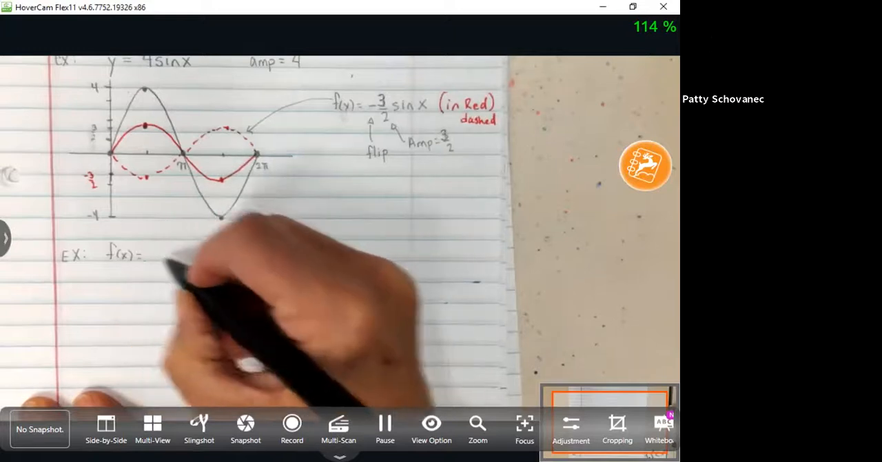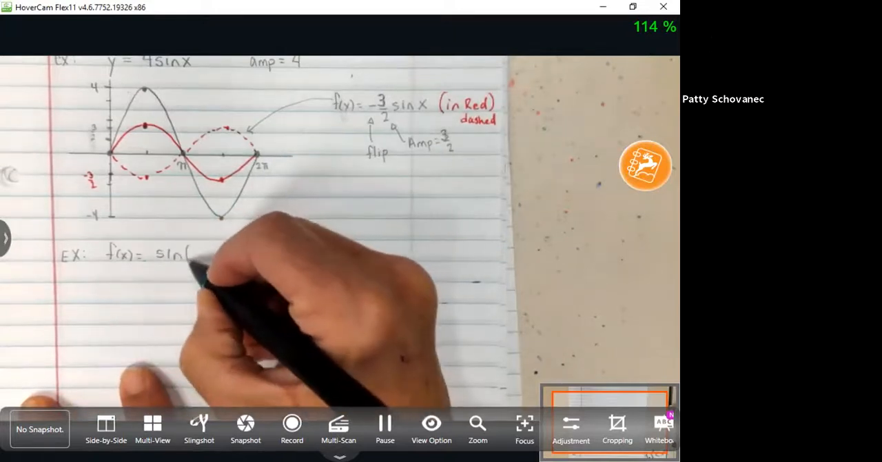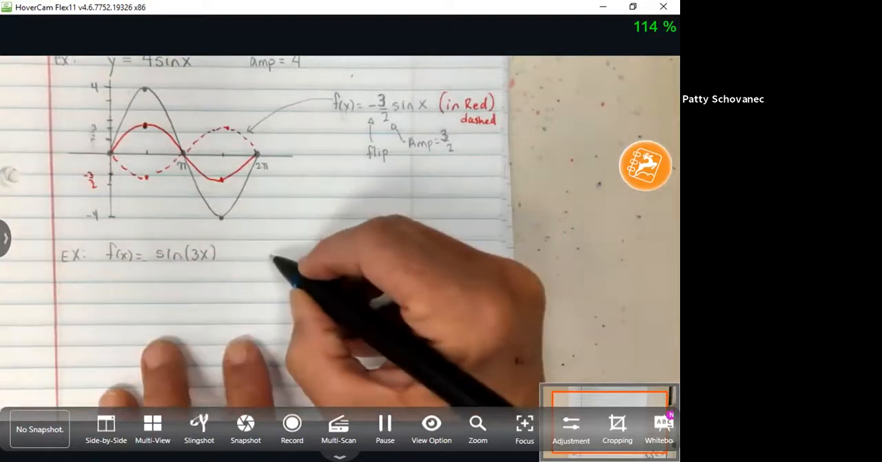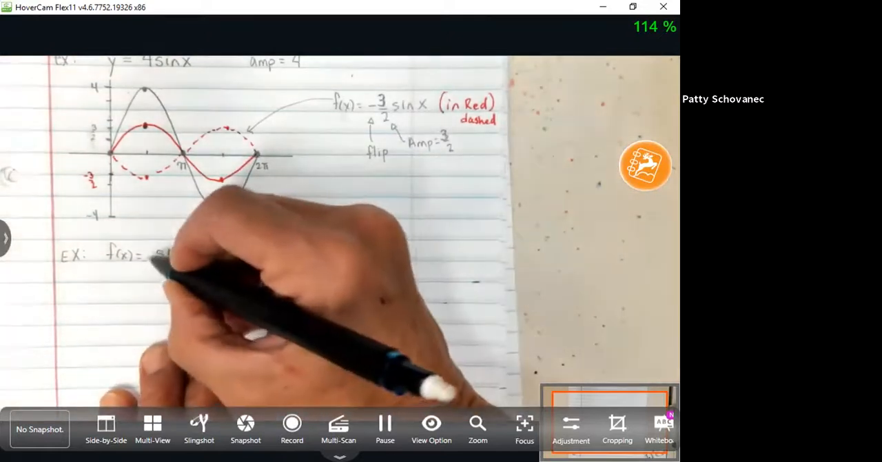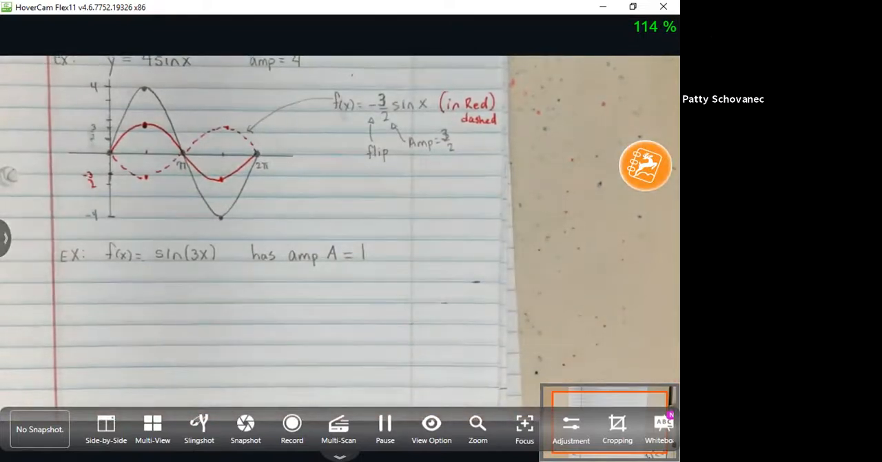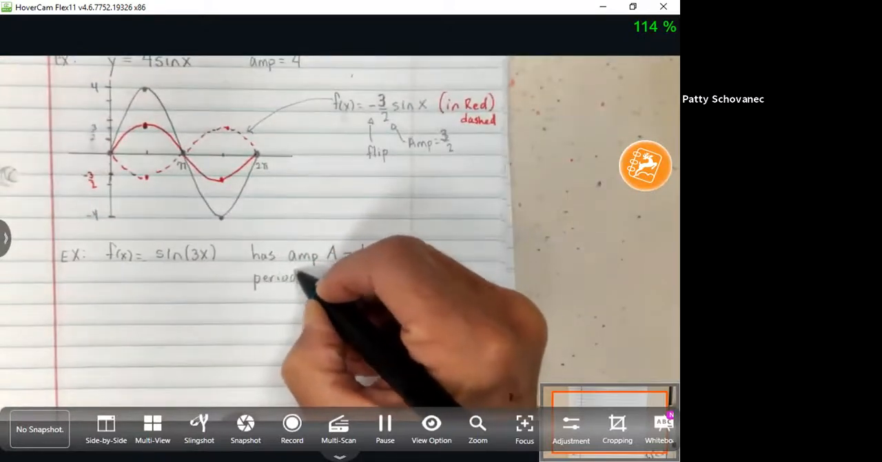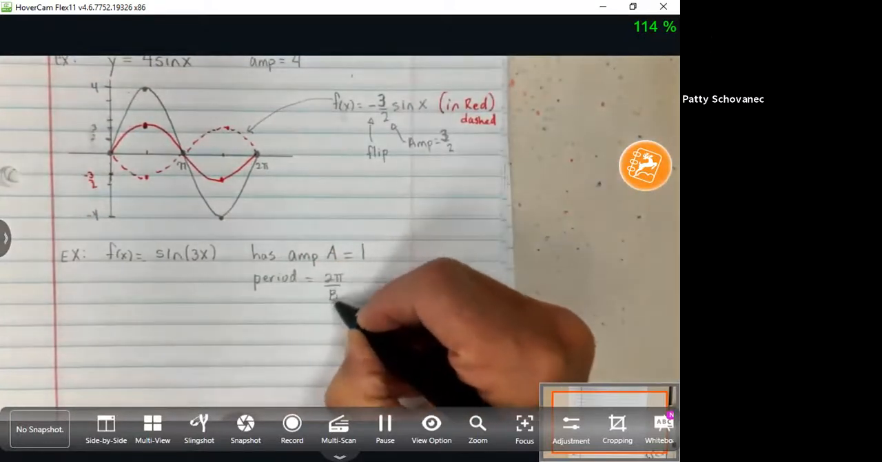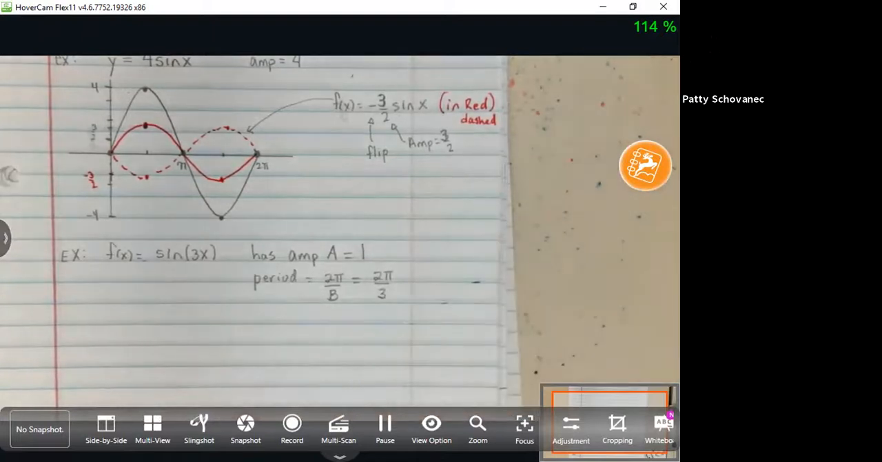f of x is equal to the sine of 3 times x has a new period. The amplitude is 1, because I didn't stick a number in front of the sine curve. But the period now, remember, is 2 pi divided by the multiplier of x. 2 pi divided by 3 is the period. It takes a length of 2 pi thirds for this sine curve to complete its up, down, up cycle.